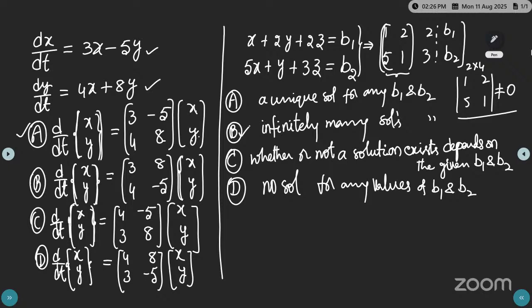So r is less than n, that is, the rank is less than the number of unknown variables. So there exist what? Infinitely many solutions. Is it clear? Yes or no?